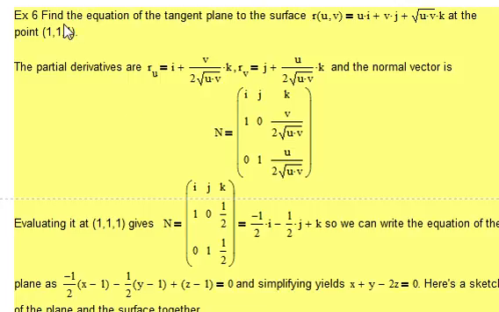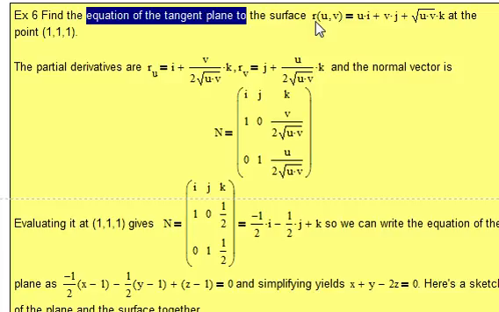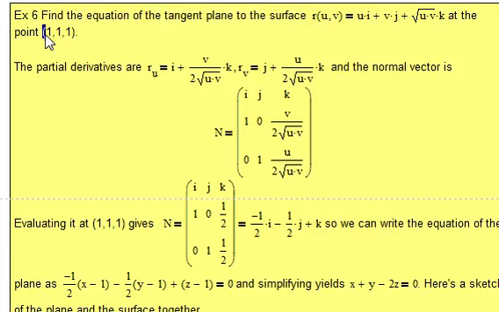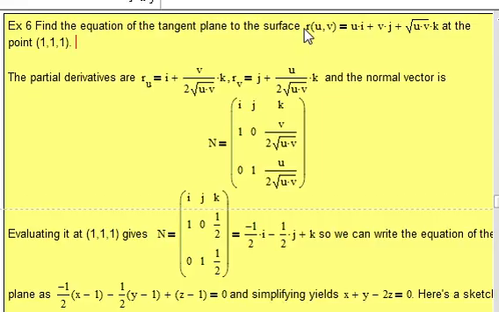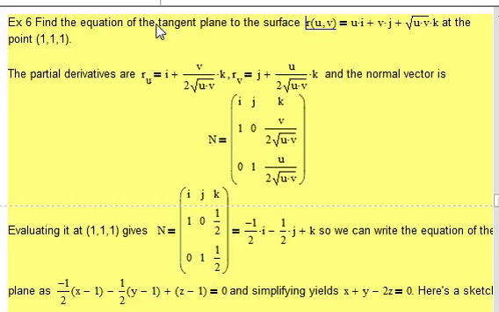Okay, here's our example. We want to find the equation of the tangent plane to the surface r(u,v) = u i + v j + the square root of uv k. And we want to find the equation of that tangent plane at the point (1, 1, 1). So what we're doing is finding the equation of the tangent plane to this parametric surface at this point (1, 1, 1). So how do we go about it?